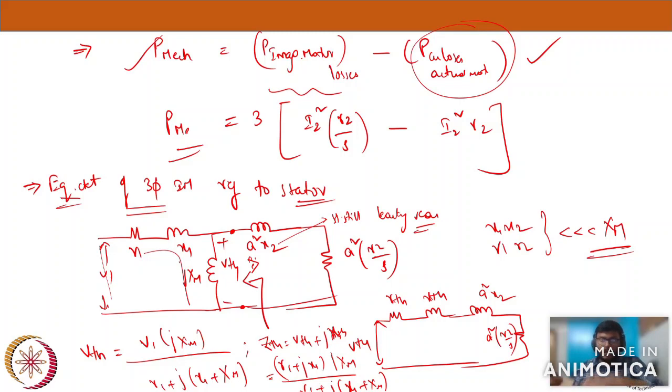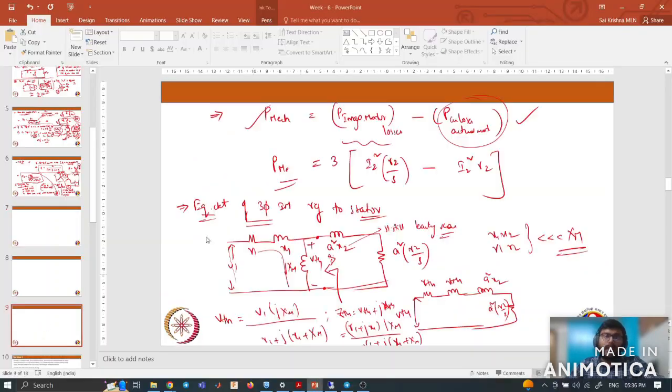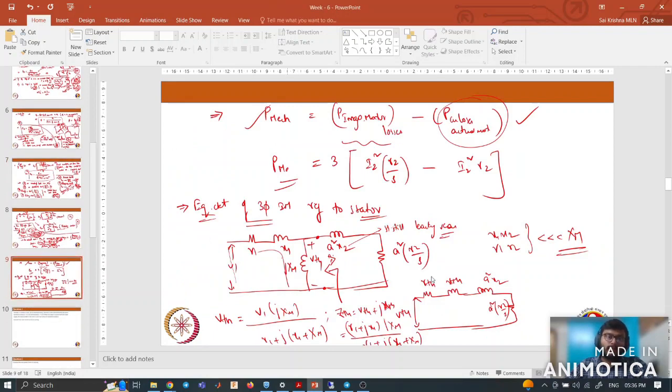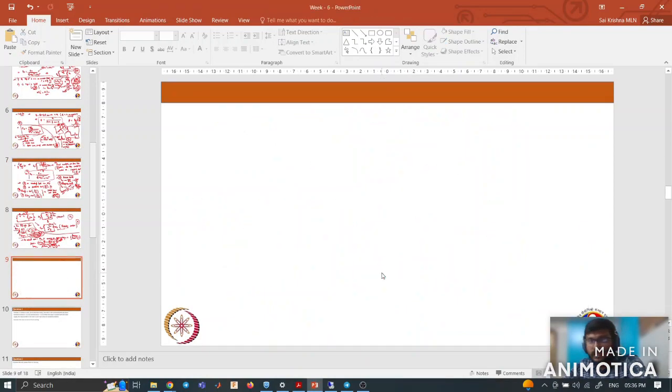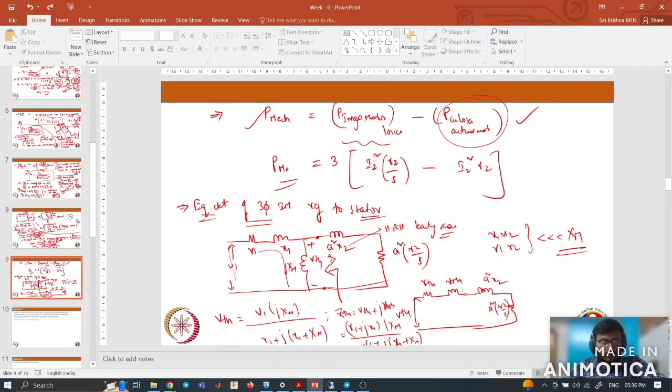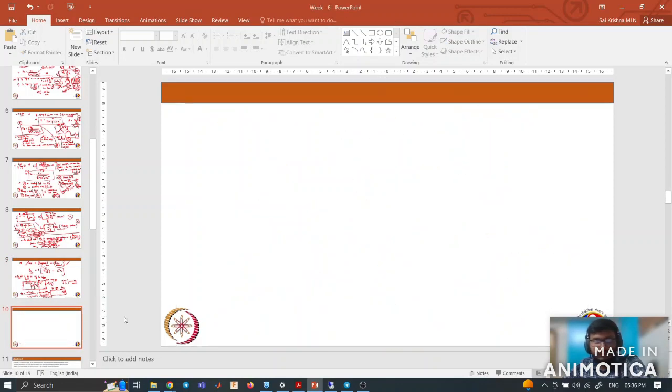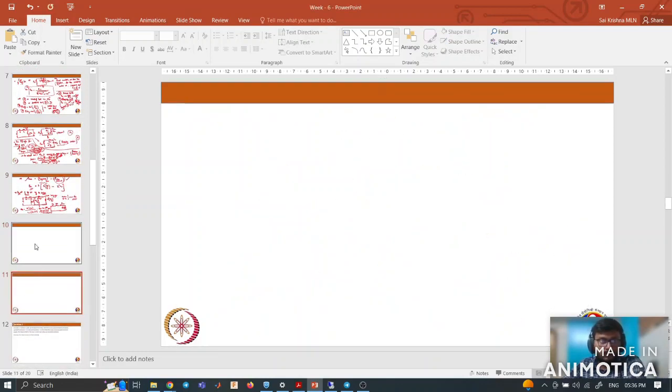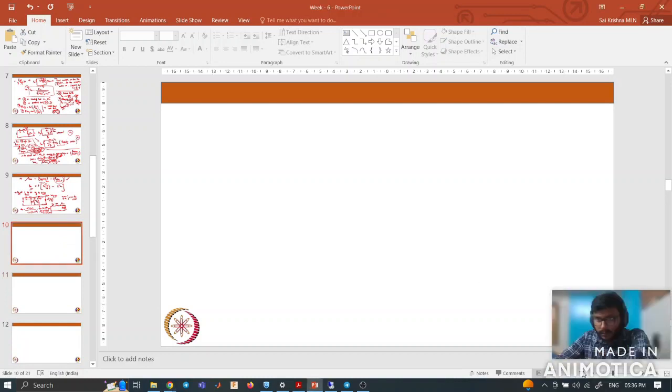So now you can also calculate the current in this case. Oh, shit. Actually, I wanted to discuss more on torque-slip characteristics as well, because that's important. So how we are getting different torques.